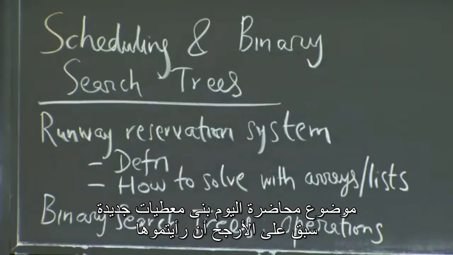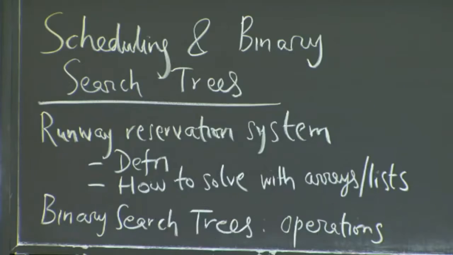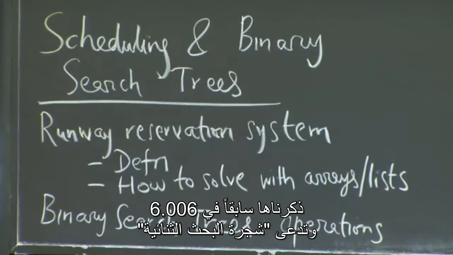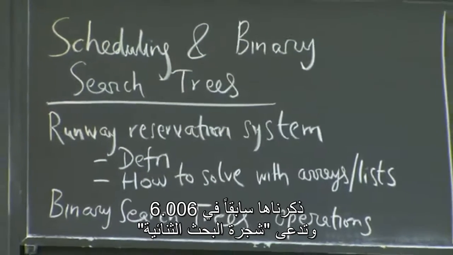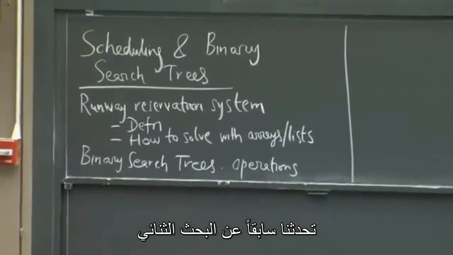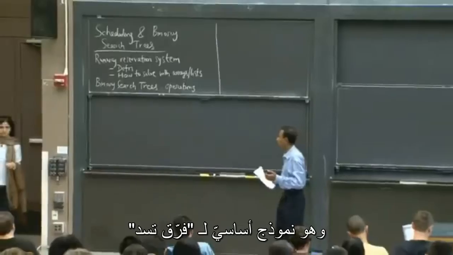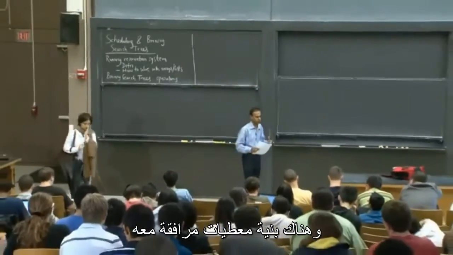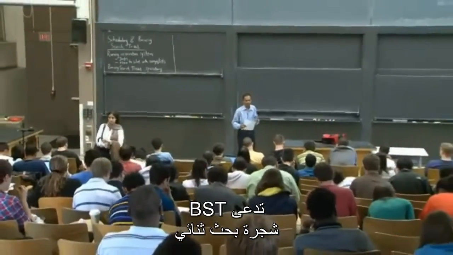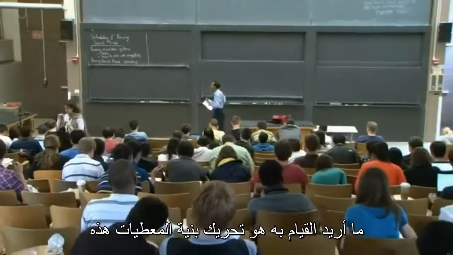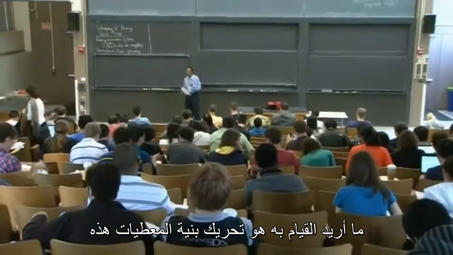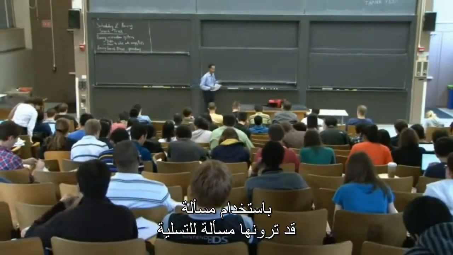Today's lecture is about a brand new data structure that you've probably seen before, and we've mentioned earlier in 006, called a binary search tree. We've talked about binary search. It's a fundamental divide and conquer paradigm. There's a data structure associated with it called a BST, a binary search tree. And what I want to do is motivate this data structure using a problem.